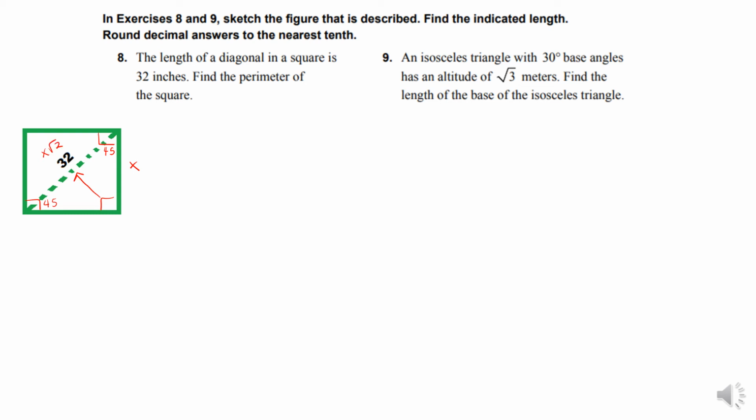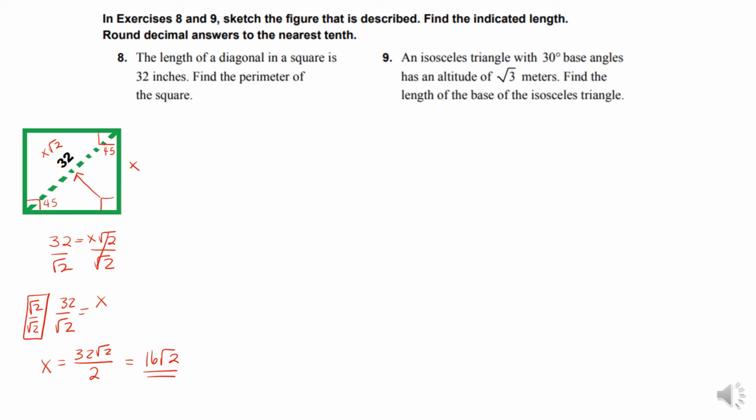So I'm going to set this up so that I can solve for my x. So I say 32 equals x square root of 2. I'm going to divide both sides by square root of 2, and I get x equals 32 over the square root of 2. However, I have to rationalize that, so I multiply by the square root of 2 over the square root of 2, and I get x equals 32 square root of 2 over square root of 2 times square root of 2, which is 2. I'm going to simplify, and so my side is 16 square root of 2.